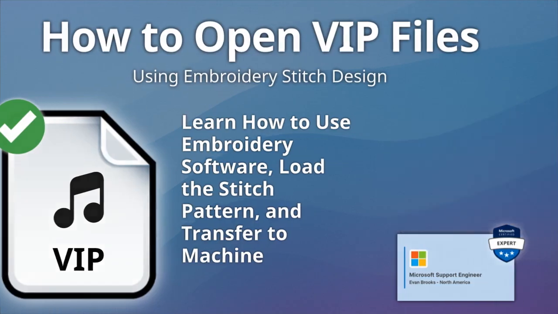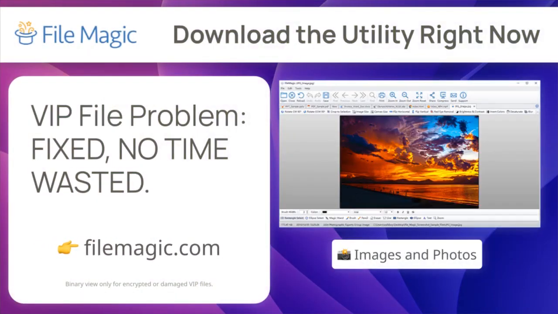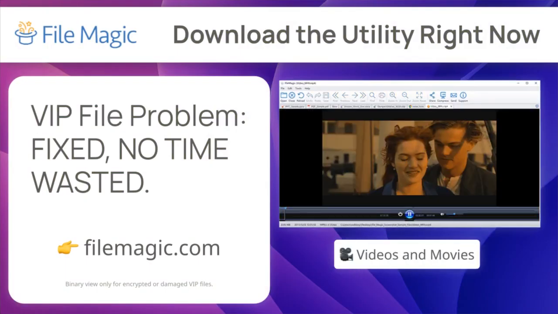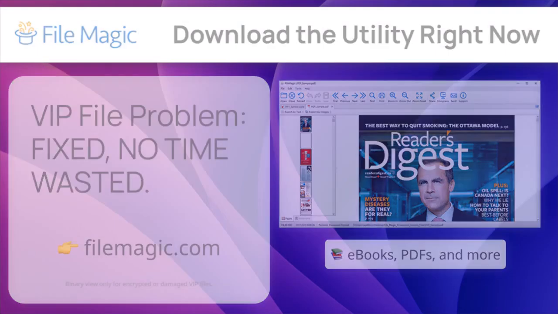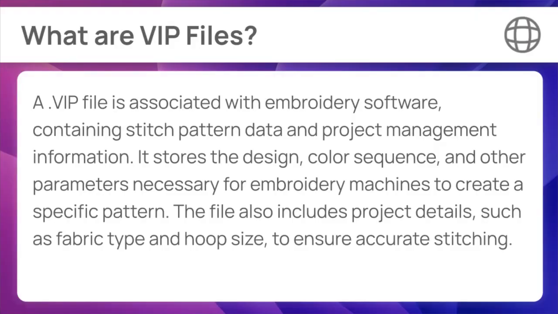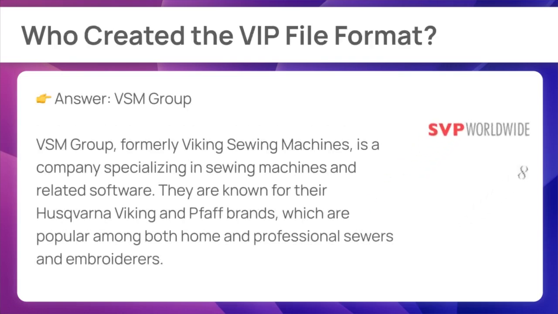Here is the tool. Just so you know, the key to the final solution is understanding how to leverage a dedicated high-value VIP file inspection utility that offers versatile support for countless formats. A VIP file is associated with embroidery software containing stitch pattern data and project management information. It stores the design, color sequence, and other parameters necessary for embroidery machines to create a specific pattern. The file also includes project details such as fabric type and hoop size to ensure accurate stitching.